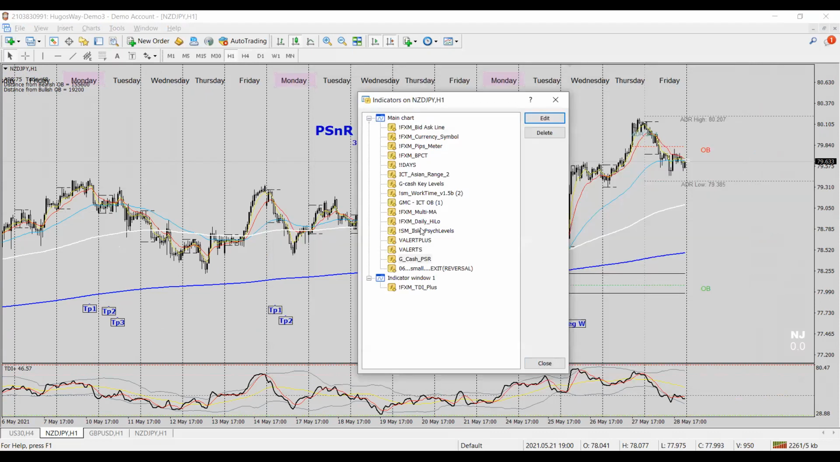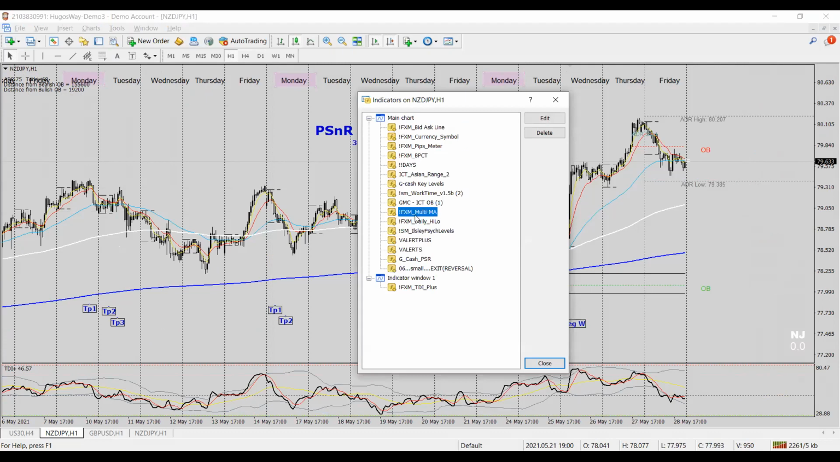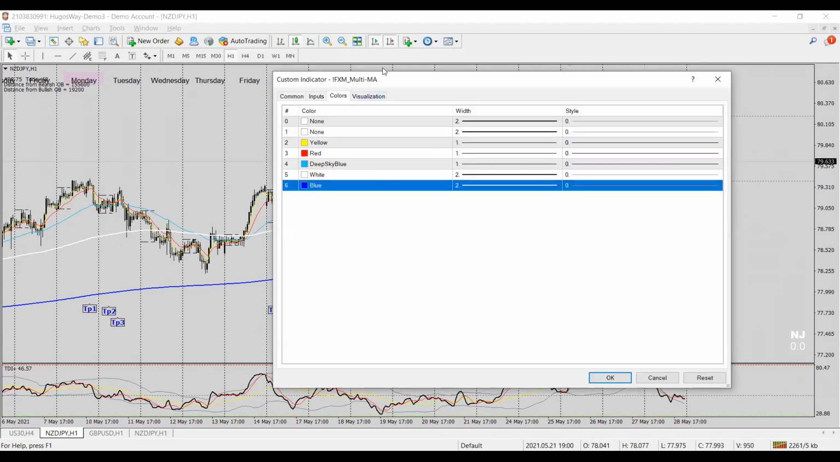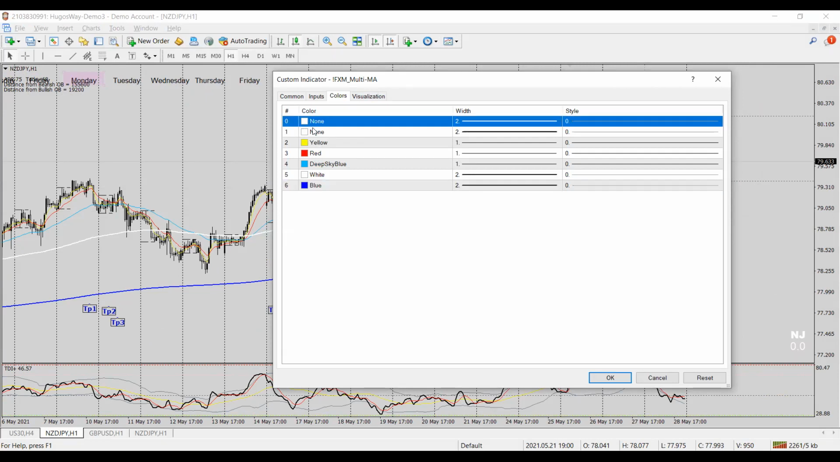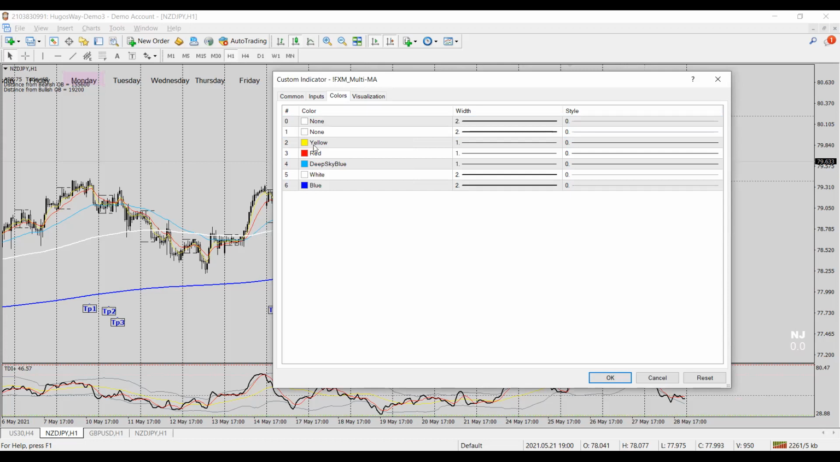Now, you guys have this available for you, the Isley psychological lines. You want to install that. That's going to give you the week. You're going to have this for free. Install this, the multi-EMA or MA. You want to make sure you have the first 2 as none. Just select the color and hit none. And then you have yellow for the 5 EMA. The red is the 13 EMA. This deep sky blue is the 50, and then the white is 200, and then the blue one is 800 EMA.